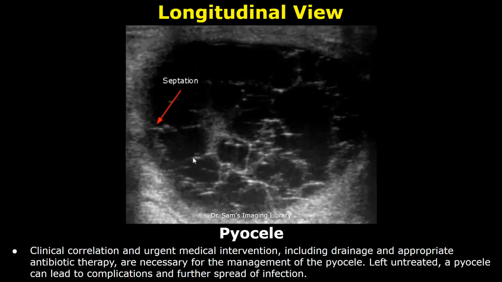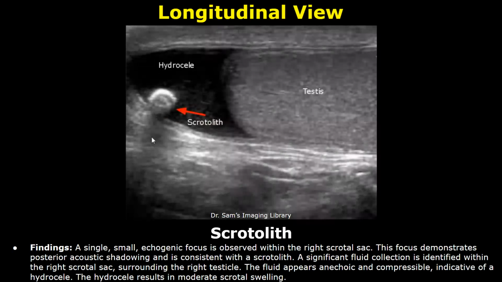These are the findings regarding a Scrotolith. A single small echogenic focus is observed within the right scrotal sac. The focus demonstrates posterior acoustic shadowing and is consistent with a Scrotolith. A significant fluid collection is identified within the right scrotal sac surrounding the right testicle. The fluid appears anechoic and compressible, indicative of a hydrocele.